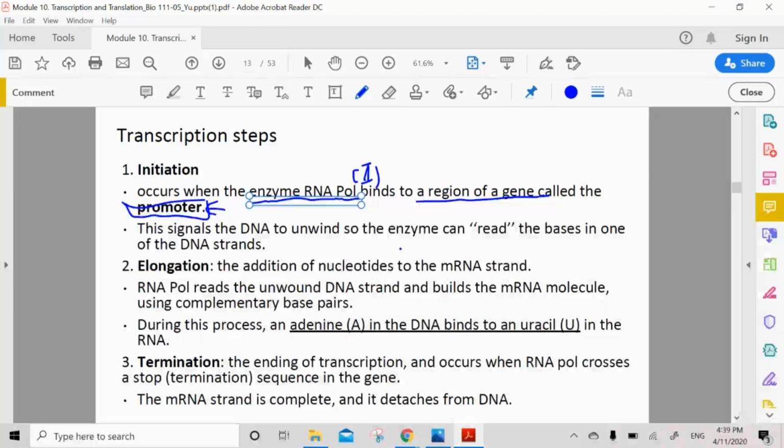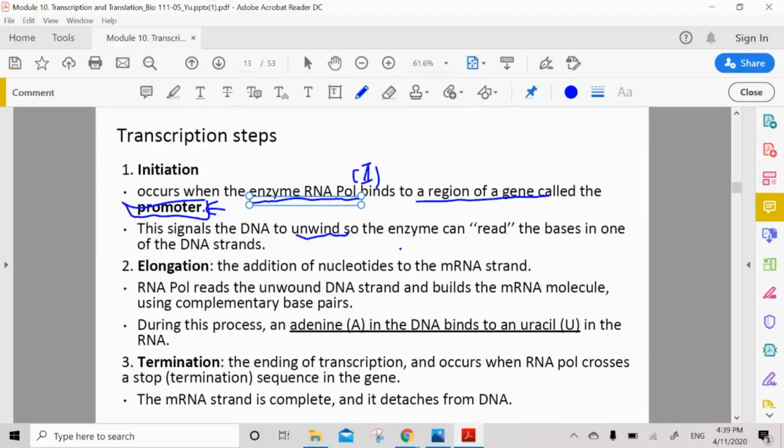This will signal the DNA to unwind. Why does DNA have to unwind? Because you have 2 strands being held together by hydrogen bonds. So you have to separate or unzip the 2 strands so that the RNA polymerase can use 1 strand as a template to make mRNA.